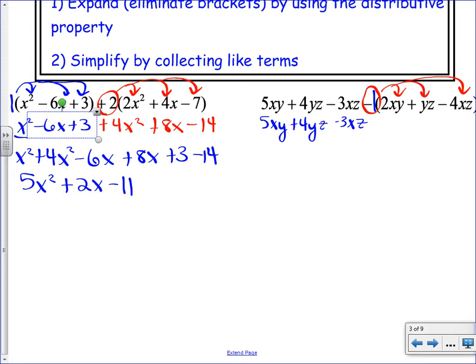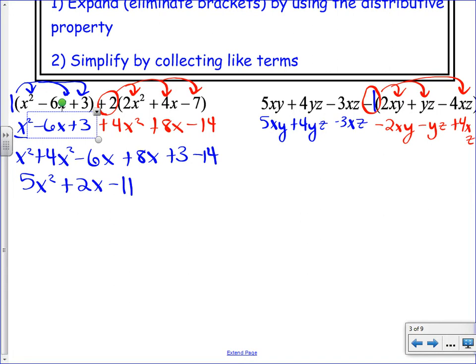So Yulia, when I take negative 1 times positive 2xy, what do I get? Very good. And Caitlin, when I take negative 1 and I multiply it by positive yz, what do I get? Very good. And Kevin, what do I get when I take negative 1 times negative 4xz? Good.